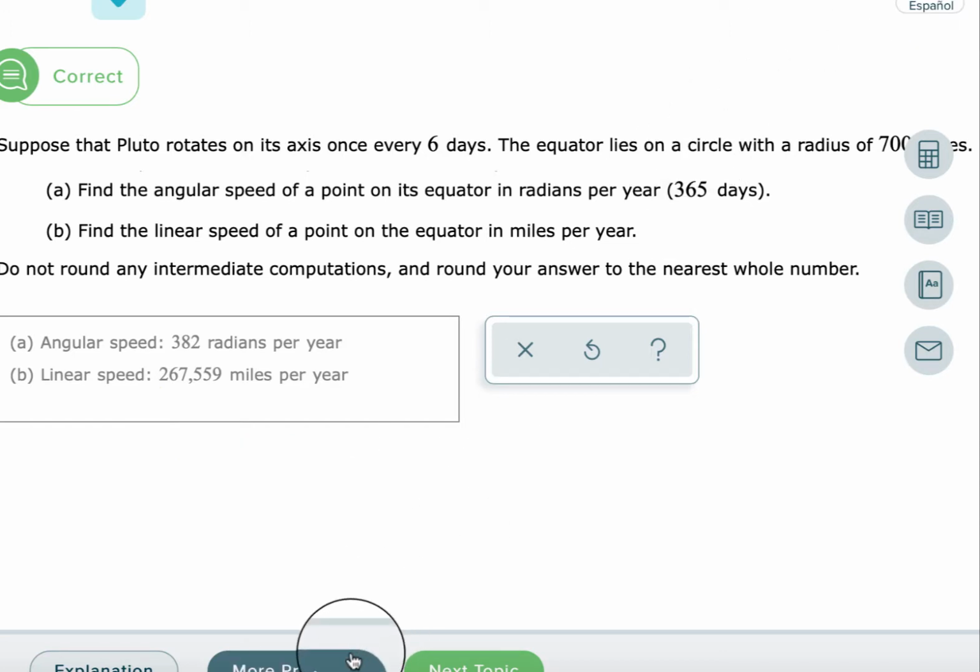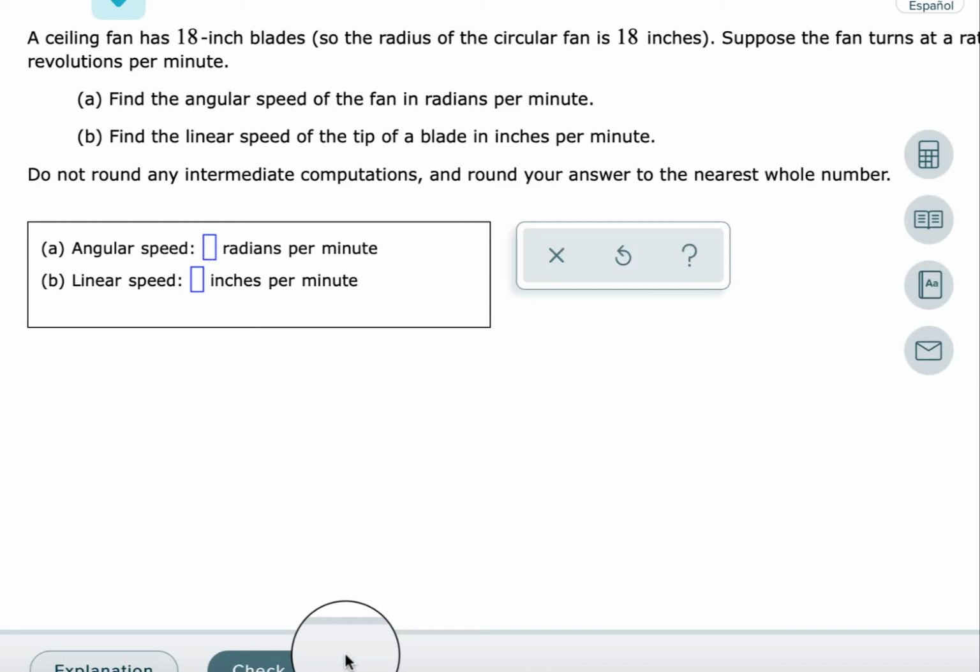All right, one more. So in this one, we have an 18-inch blade. The radius is 18 inches. I think we did this one in class, so let's hit explain and do another.